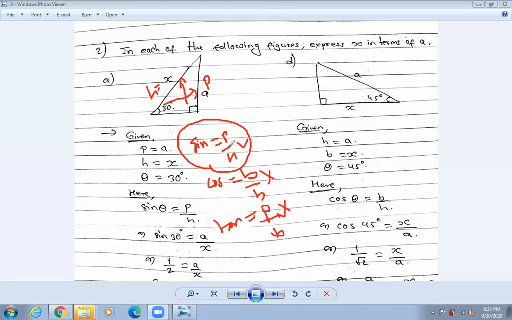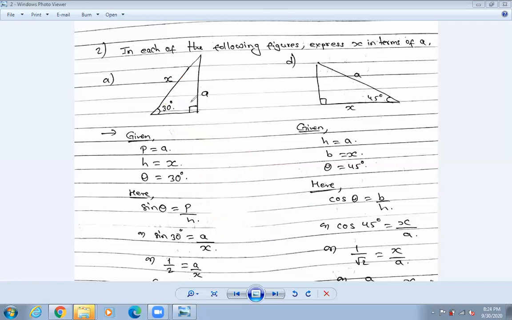Right? So since there is P and H given here, look at here: suppose there is B and H, which formula? It is cos, that's why we use the cos formula. Suppose if it is P and B, then we are going to use the tan formula.